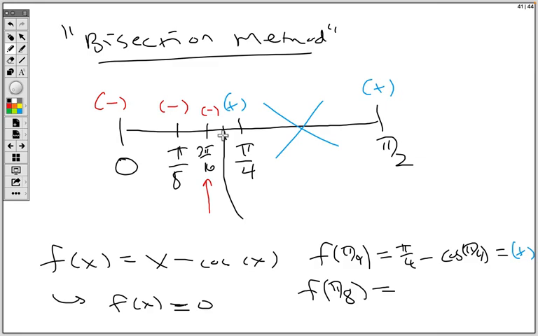Now in the next chapter, we're going to have access to more powerful calculus tools that are going to help us zoom in on this answer a lot faster. But for now, we've got continuity and the intermediate value theorem.